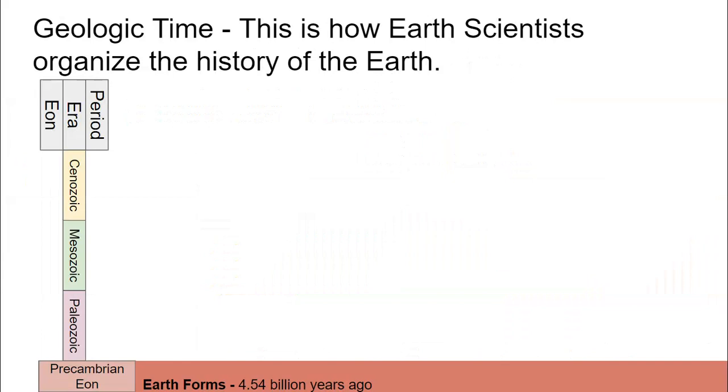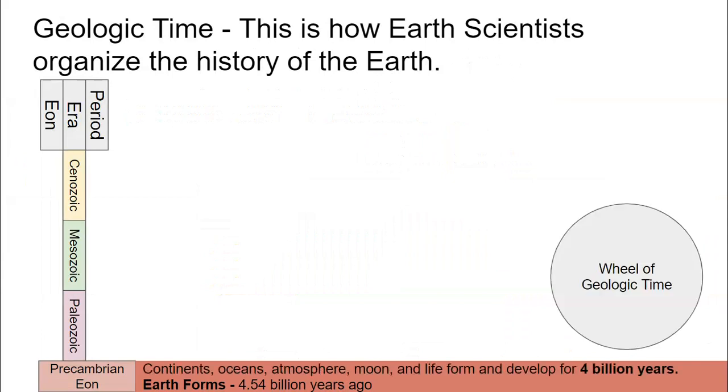The Precambrian is going to start with the formation of the Earth 4.54 billion years ago. And then everything else forms. Continents form, the atmosphere forms, eventually it cools down enough, the oceans form. During initial Earth formation, the moon is also forming, and the first life forms after water finally condenses to form oceans. And this is going to continue and develop for 4 billion years of time. So the Precambrian covers a lot of our geologic time.